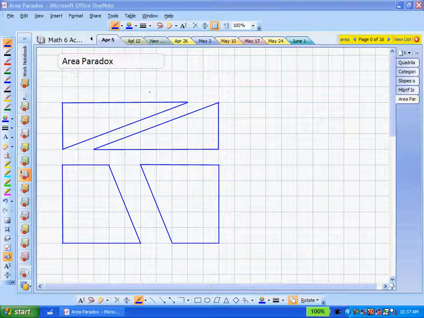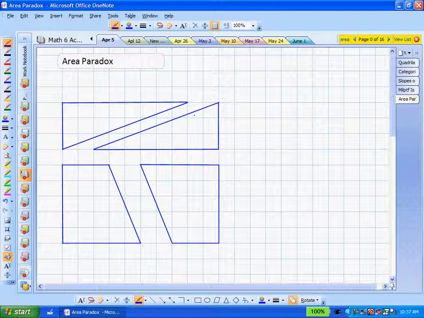Okay, this problem is an area paradox, and you'll see why in just a moment. What you do is you take out a piece of graph paper, and I think it's important to have the graph paper showing. So you cut out these shapes on a piece of graph paper. This is a 3 by 1, 2, 3, 4, 5, 6, 7, 8. So you have a 3 by 8 right triangle here, and this is another 3 by 8 right triangle. These trapezoids, this is 5, this is 3, and this is 5. This is 3, this is 5, and this is 5.